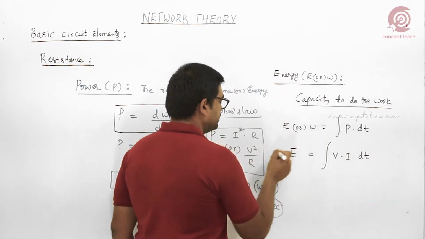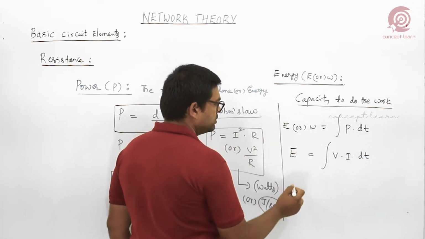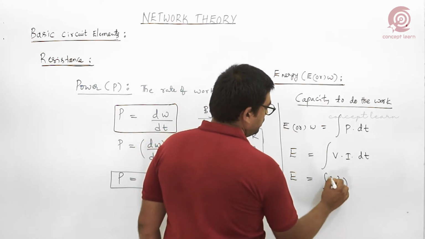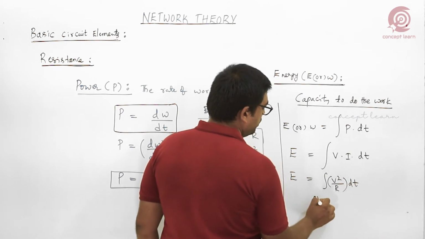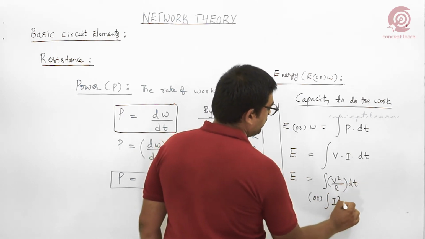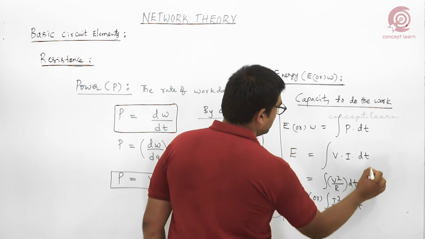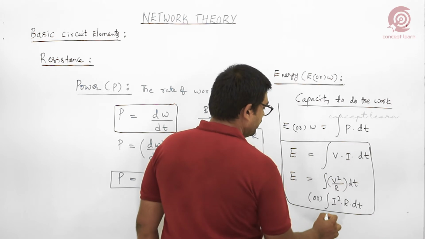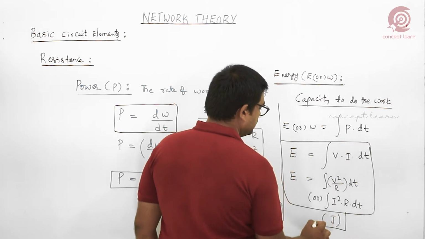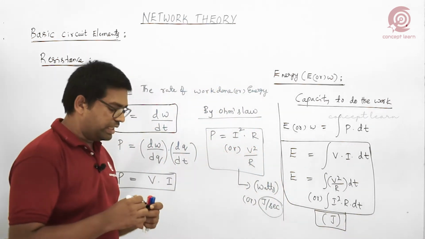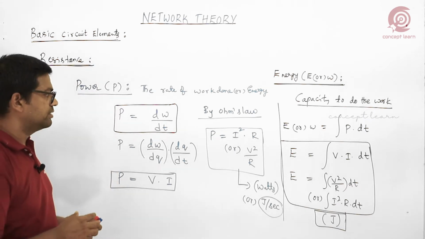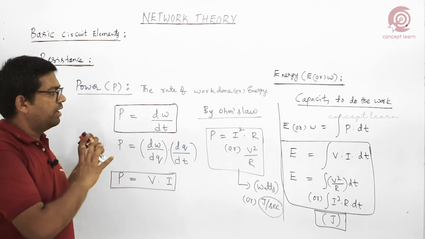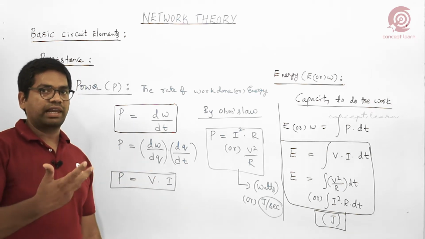When I follow Ohm's law, how can we write this relation? Integral v square by R into dt I can write, or integral i square into R dt I can write. These are the expressions we can use for energy calculation. Units are joules. So these are the basic voltage, current, power, energy relations based on Ohm's law, right? And we use these relations for calculating unknown quantities.